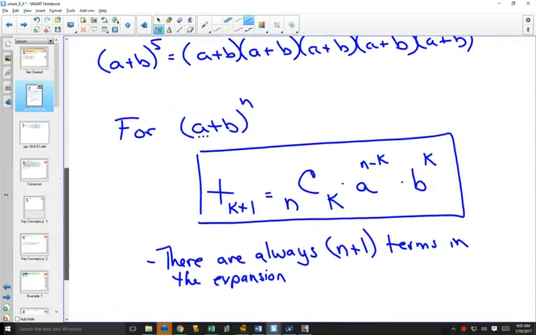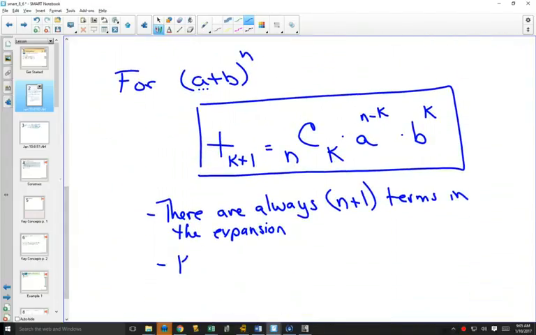So we already talked about this. K is one less than the term number. So our k value is always one less than the term number. There's n plus 1 terms in an expansion, and we can figure out any kind of term.